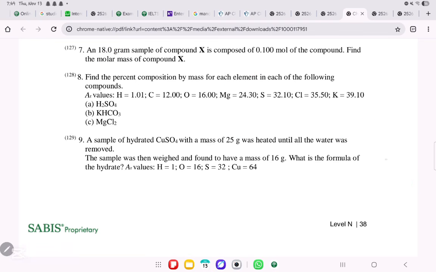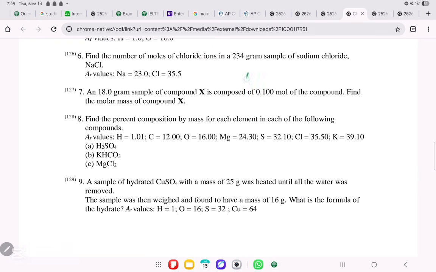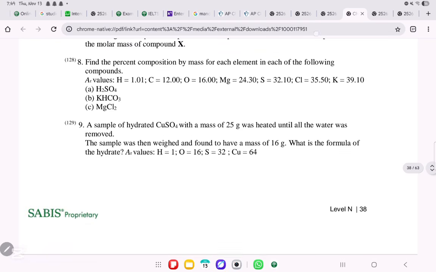Now we go back up to question 6. Here we got the answer to be 4 moles. But if you look, everywhere the least number of significant figures is 3. So it's not 4 moles, it's 4.00 moles. We'll move on to question number 8.